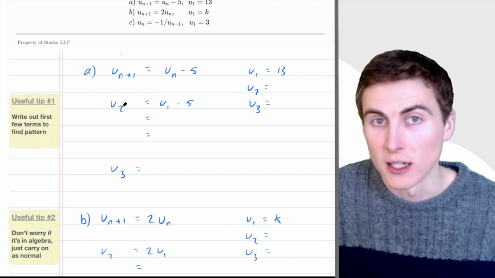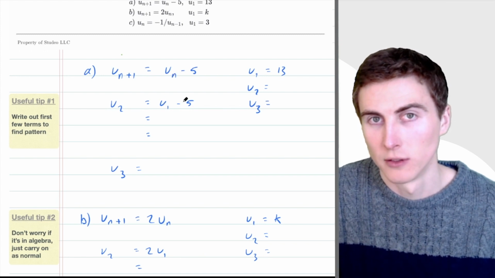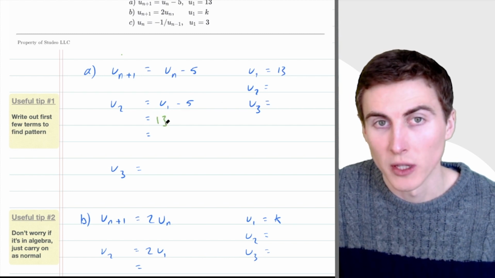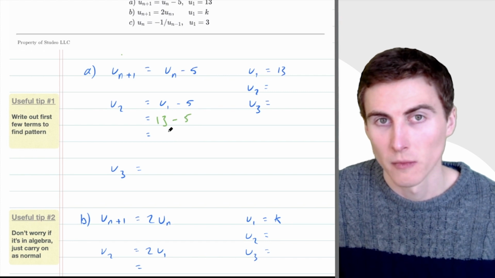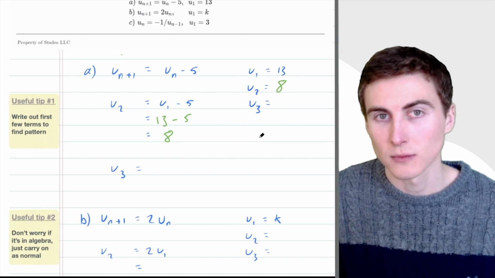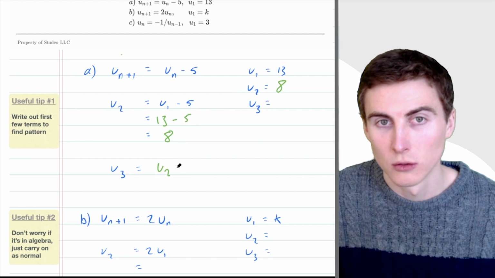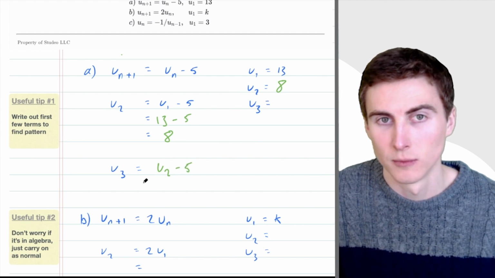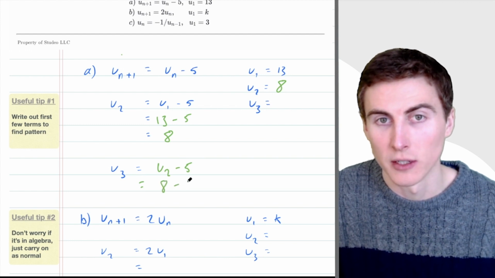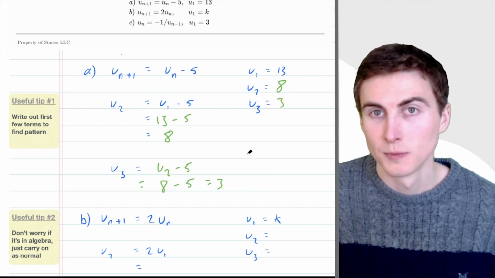So u of 2, the second term, is just going to be the first term, u of n, minus 5. And we're told that the first term was 13. So it's going to be 13 minus 5, which is 8. So I can put an 8 here. Then to find u3, that is going to be u of 2, the second term, minus 5, which, because the second term is 8, is 8 minus 5, which is 3. So the third term is 3.